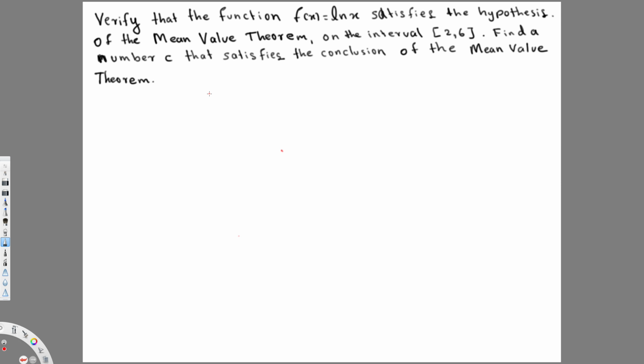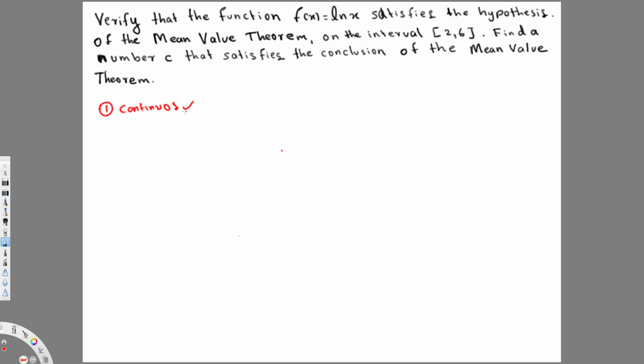So first of all, before we apply the Mean Value Theorem, we have to make sure it satisfies the two conditions that the Mean Value Theorem requires. First, the function should be continuous on this closed interval. If you look at the function, f(x) = ln x, we know that the domain of ln x is all the positive real numbers. Therefore, 2 and 6 are within the positive real numbers, so this is continuous. It satisfies the first condition.